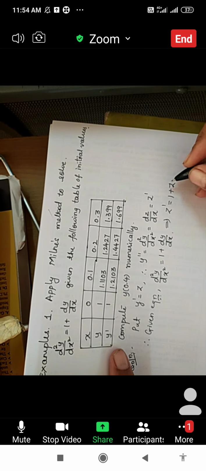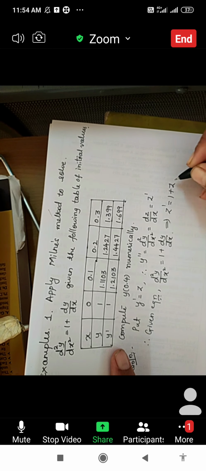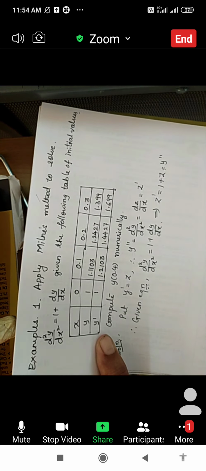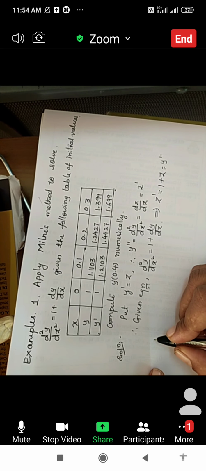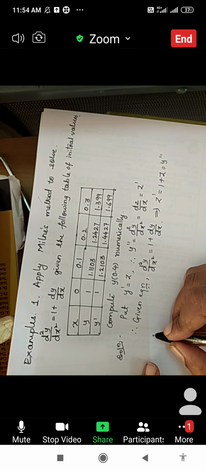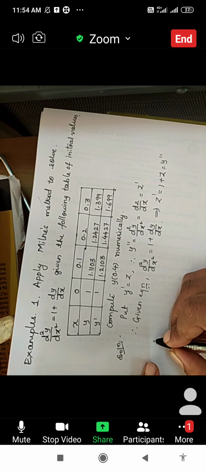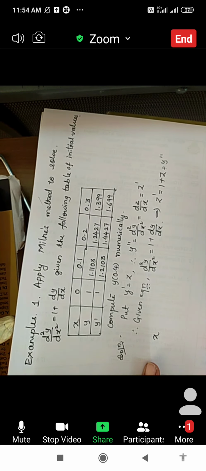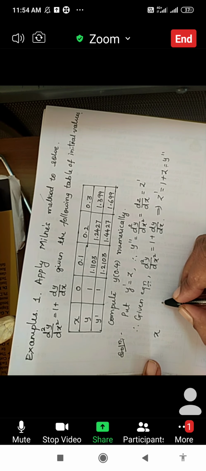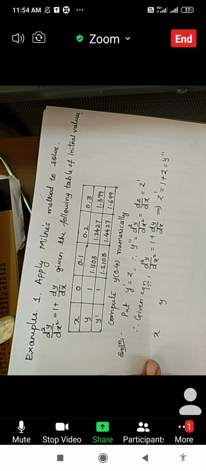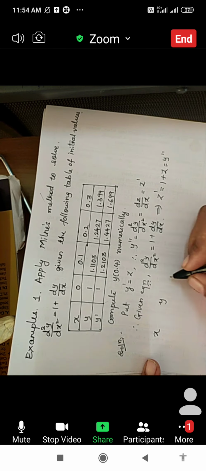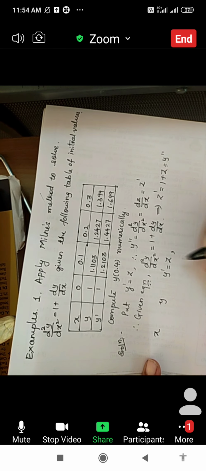Even you can refer to this as z dash, or you can say that is nothing but y double dash, your choice. Now we will prepare the table. First, for the table, what are the values? First column we have to take for x. Next we have to take it for y. Correct? Next we have to take it for y dash. But what is y dash? We are denoting it as z.